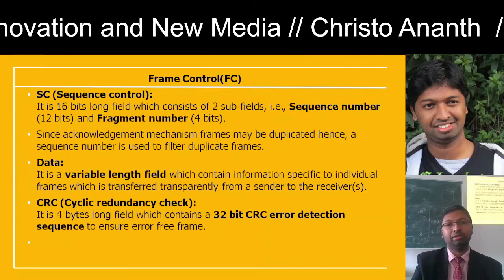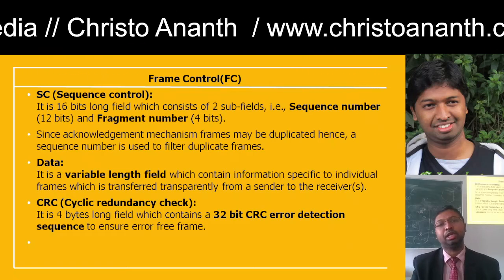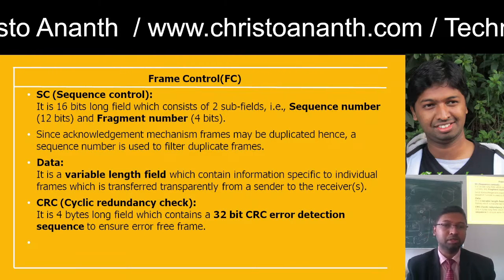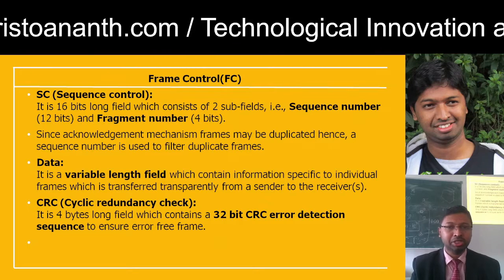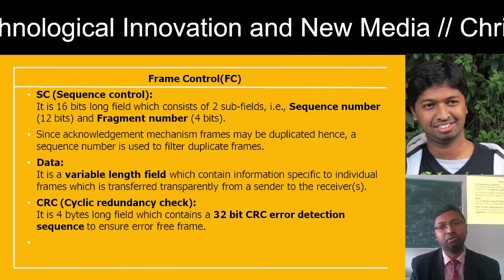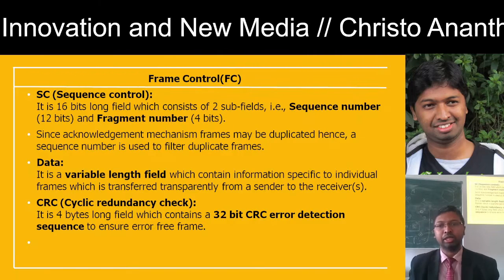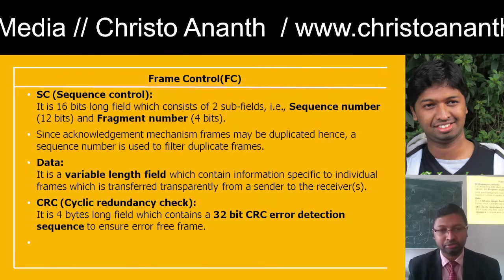And then you have SC, sequence control. Here the sequence number and the fragment number would be set. It is actually 16 bits, or maybe 2 bytes. For example, the sequence number you can specify as 12 bits, and the fragment number you can specify as 4 bits. Since the acknowledgement can be duplicated, the sequence number is used to filter the duplicate frames.